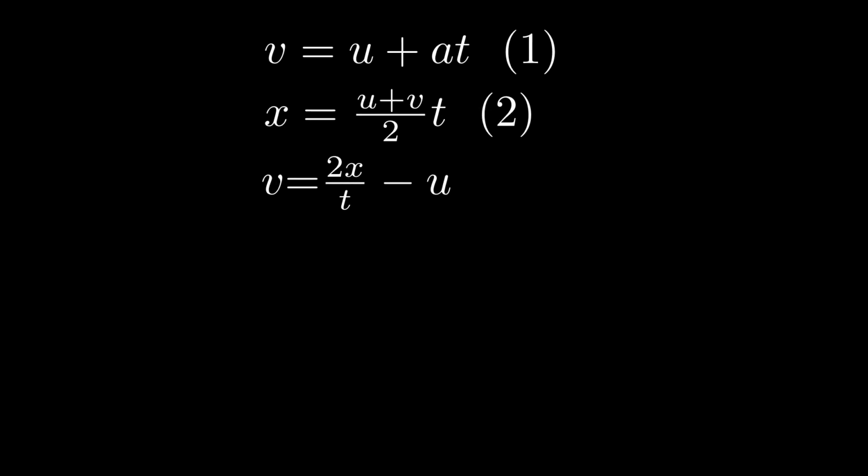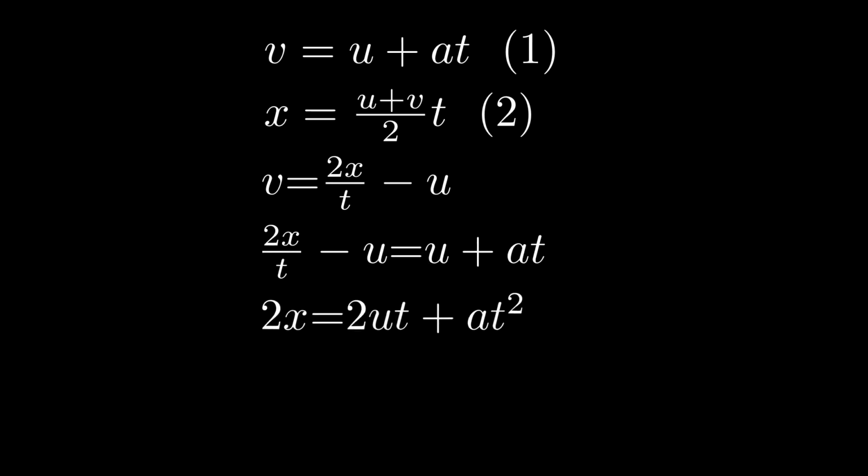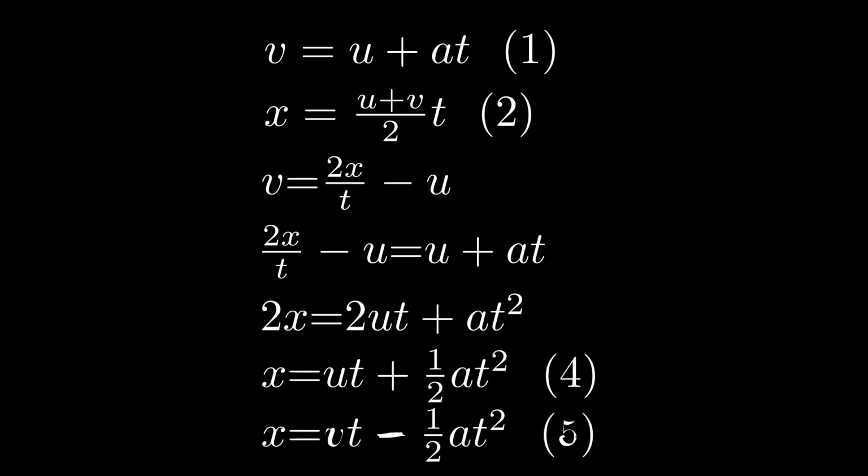Next, rearrange equation 2 to make v the subject. Then we bring all terms to one side. Next, we multiply both sides by t and then rearrange to make x the subject. This gives us our fourth equation, x equals ut plus 1/2 at squared. Finally, we can derive our fifth equation by making u the subject of equation 1 and completing the same substitution from before.